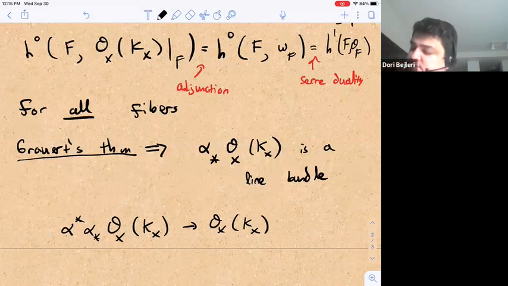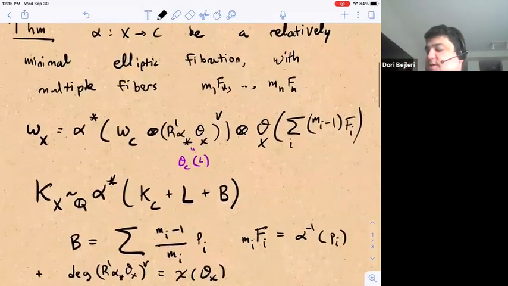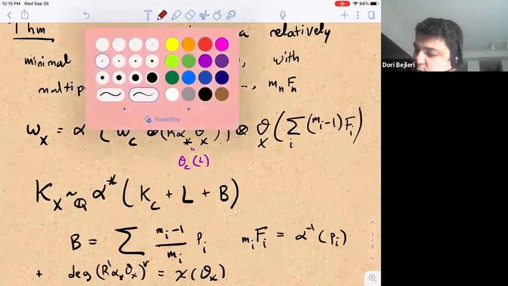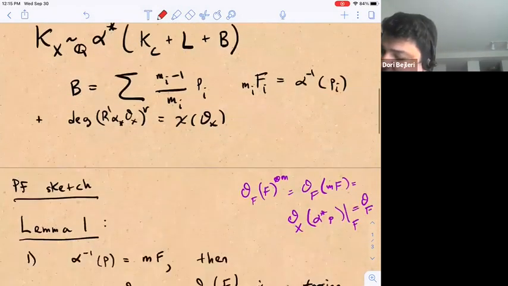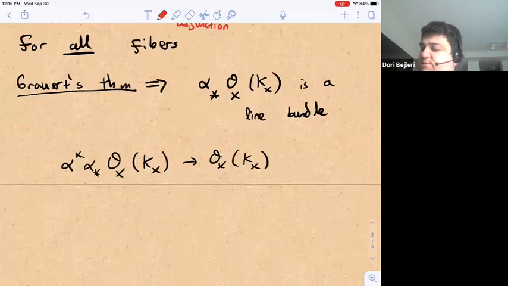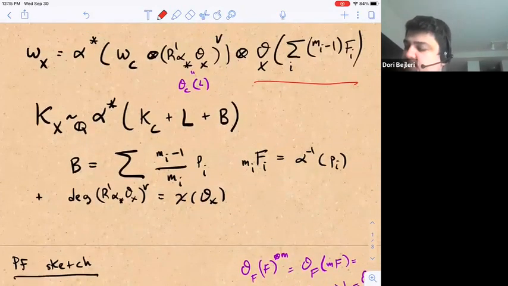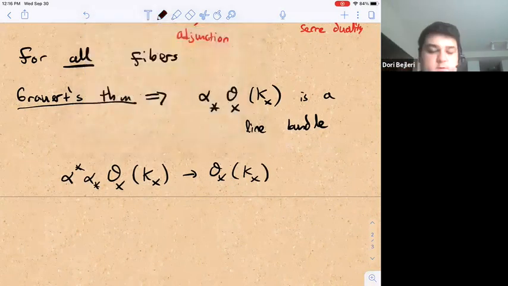So we're going to use this to compute this formula. So essentially, what's going to happen is that this term having to do with the multiple fibers measures exactly how far from being an isomorphism this co-unit of adjunction is. And then this other term comes from computing alpha upper star, alpha lower star of O_X(K_X). Okay, any questions up to there?